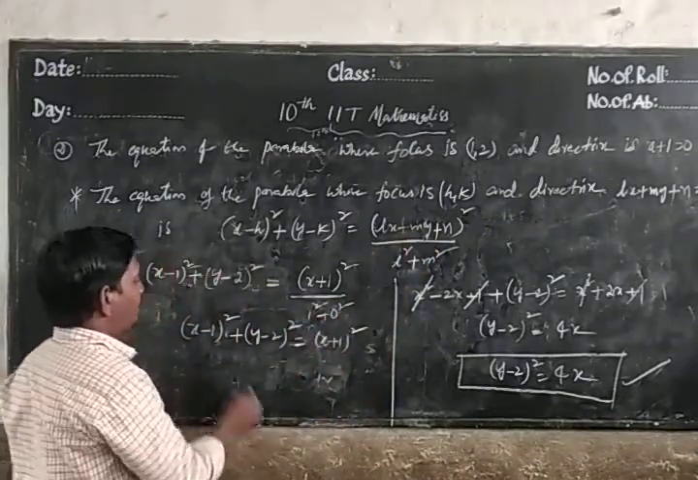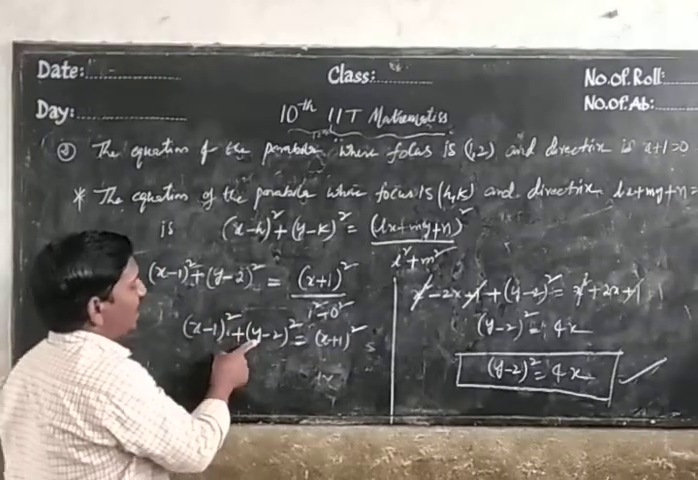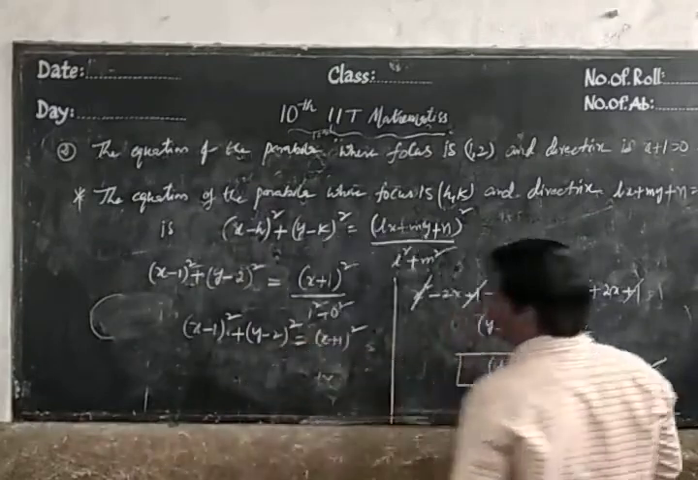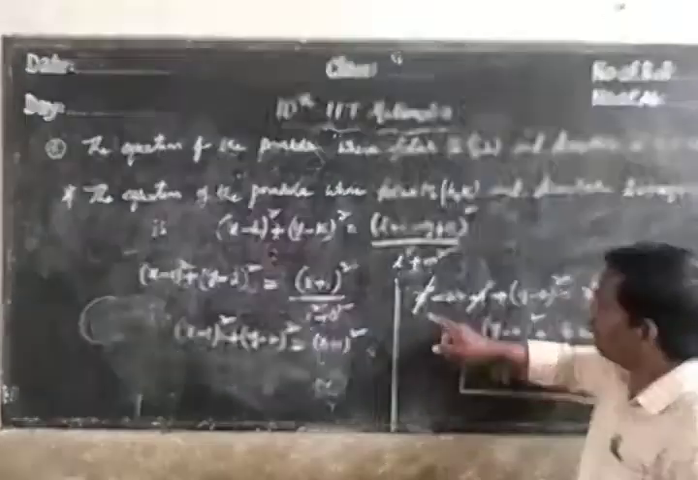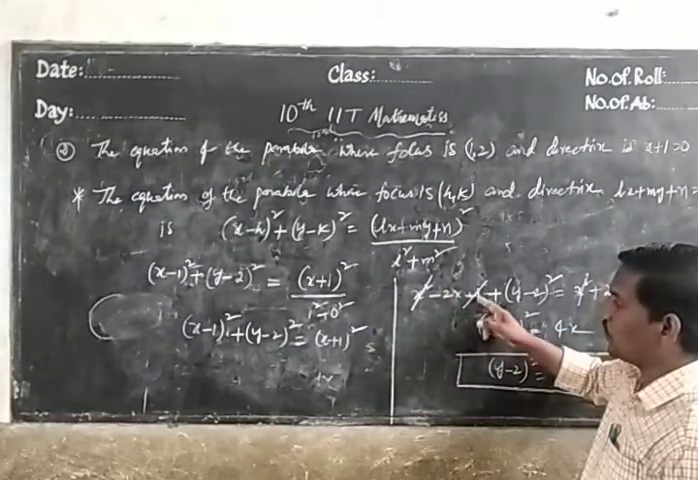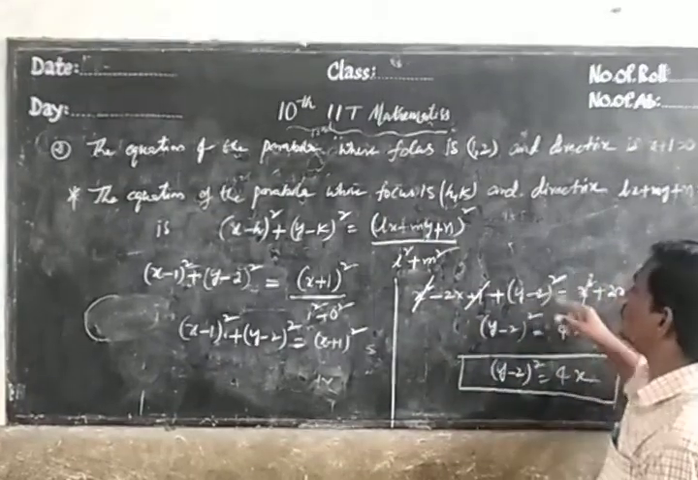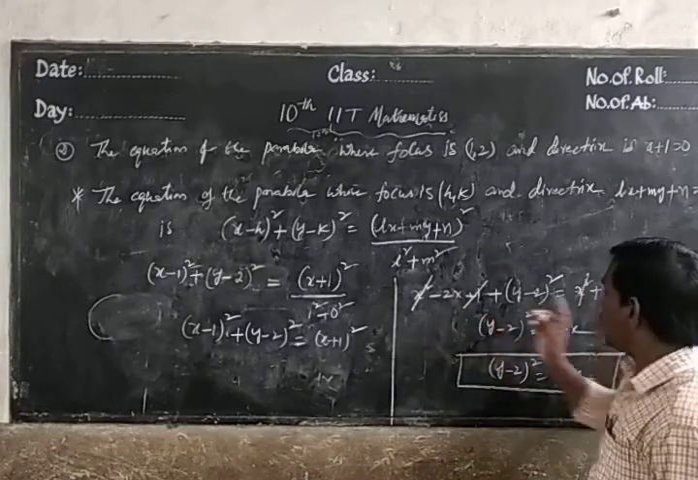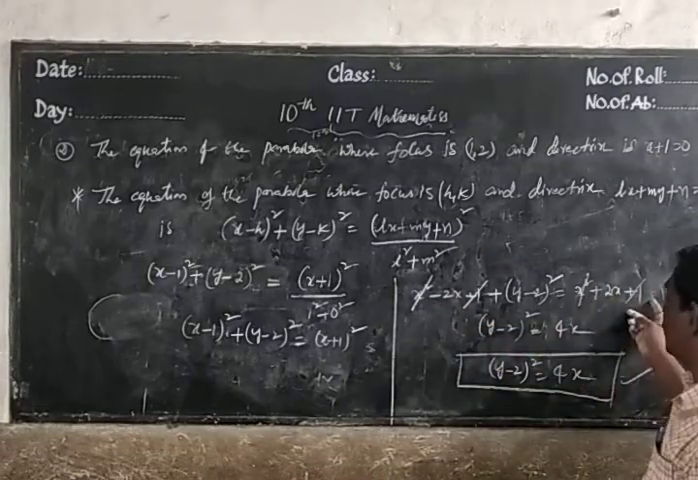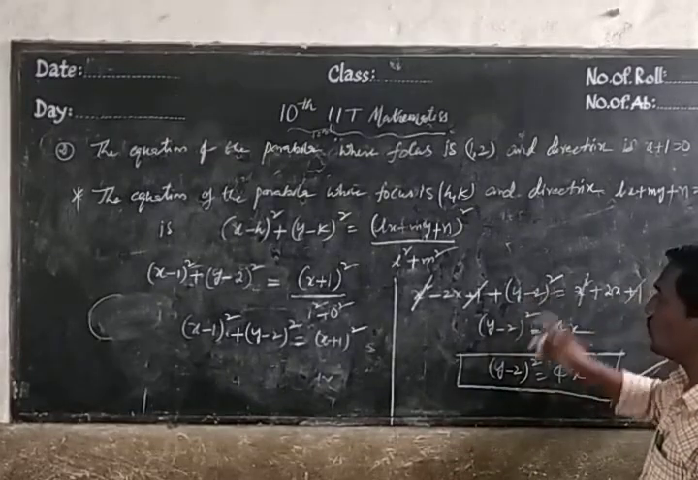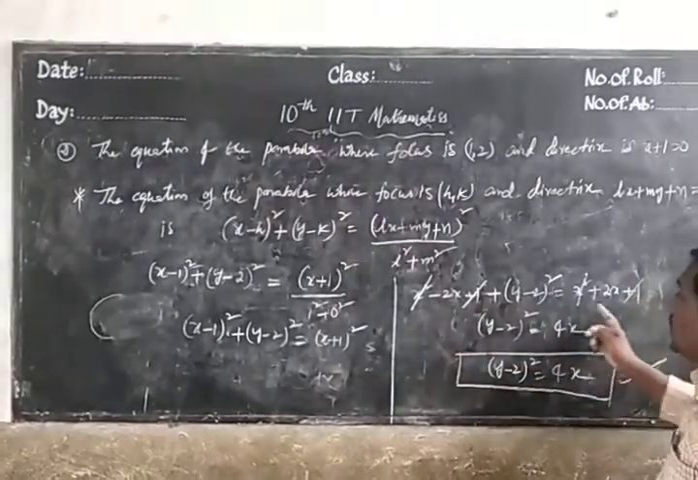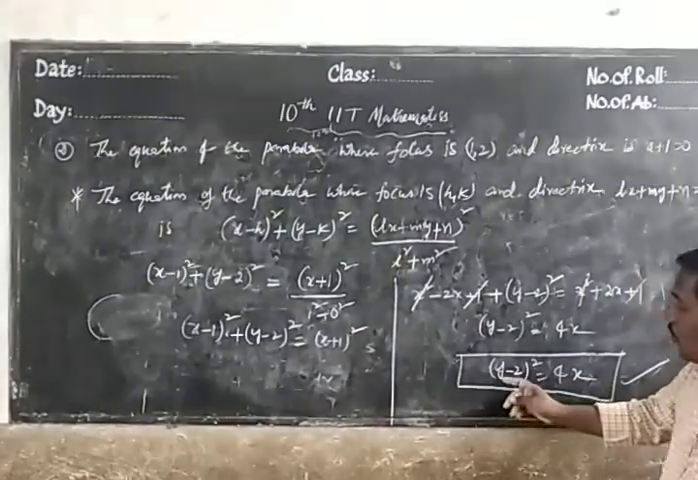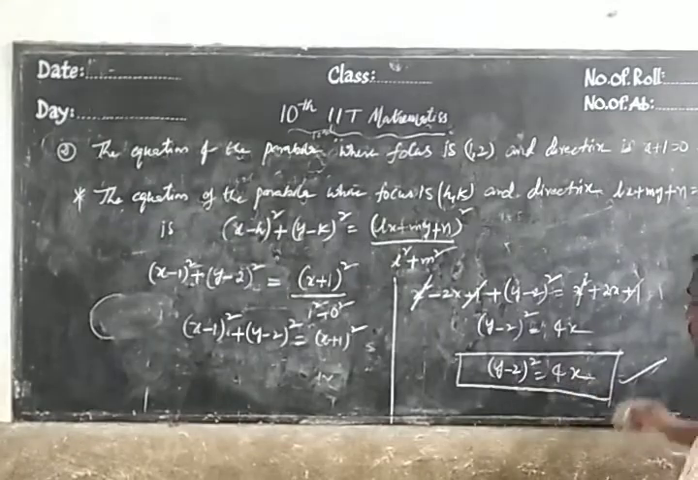1 square means 1. (x minus 1) whole square plus (y minus 2) whole square is equal to (x plus 1) whole square. So by expanding, x square minus 2x plus 1 plus (y minus 2) whole square is equal to x square plus 2x plus 1. x square both are cancelled, and plus 1 cancels. What is the remaining? (y minus 2) whole square. This minus 2x becomes plus 2x, plus 2x, plus 2x, 4x. So the equation of the parabola is (y minus 2) whole square equal to 4x.